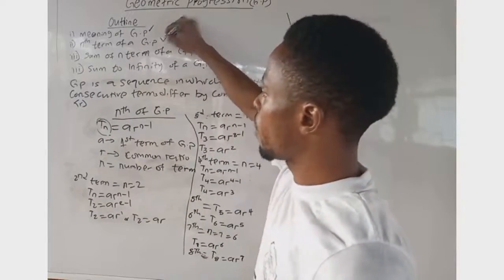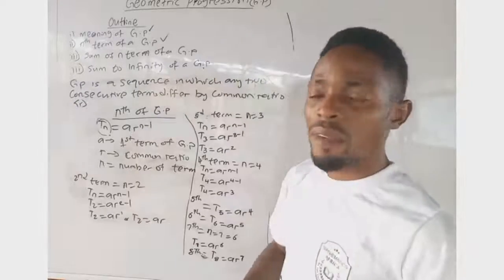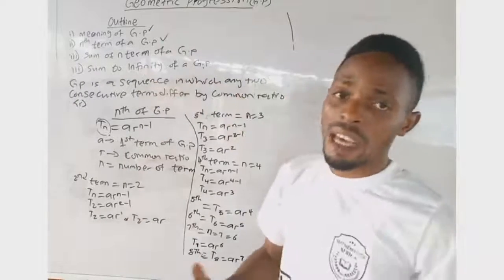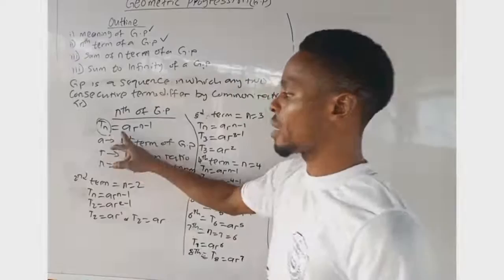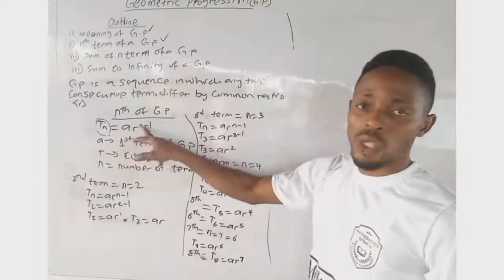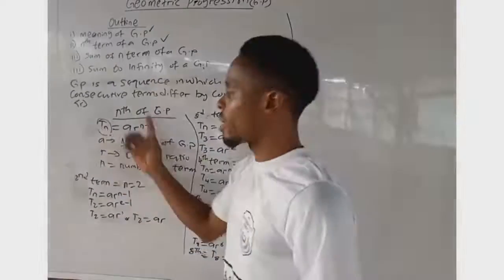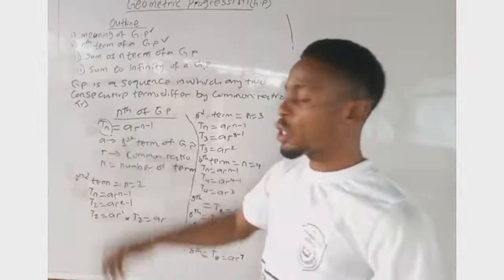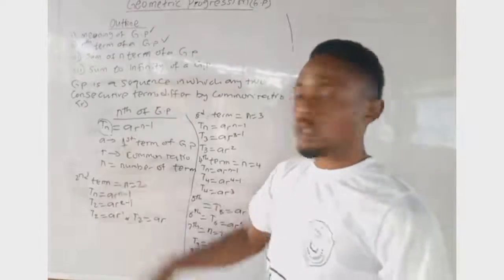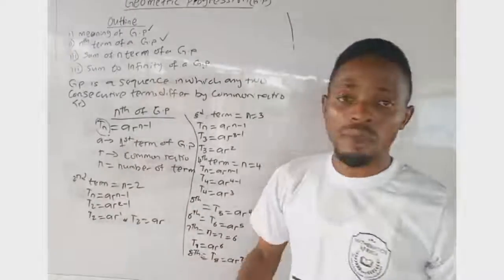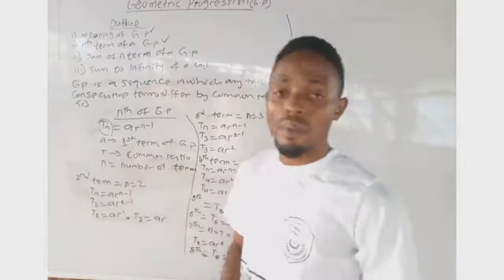We are talking about the nth term of a GP. In the summary, the nth term of a GP asks what? The general formula: we say Tn is equal to a r raised to the power n minus 1, where Tn is the nth term of the GP, a is the first term, r is the common ratio, and n is the nth term of the GP. So note this formula very well.